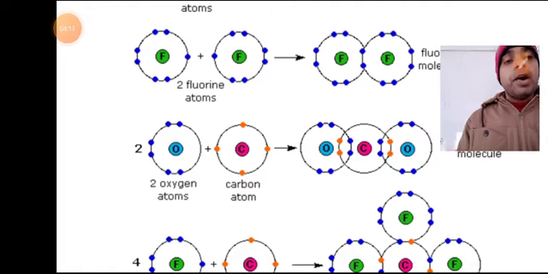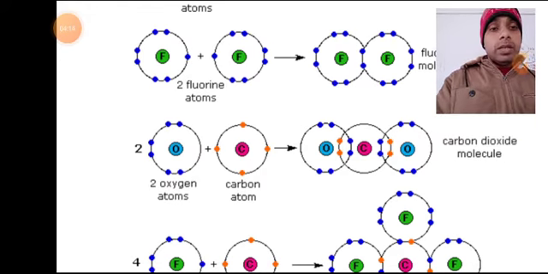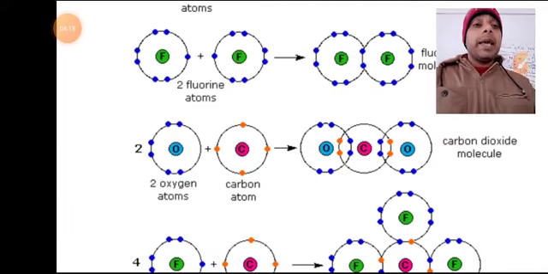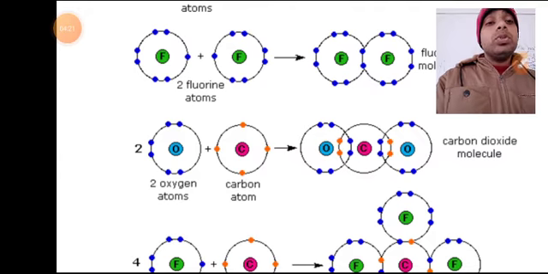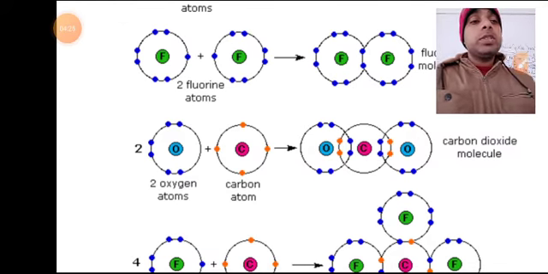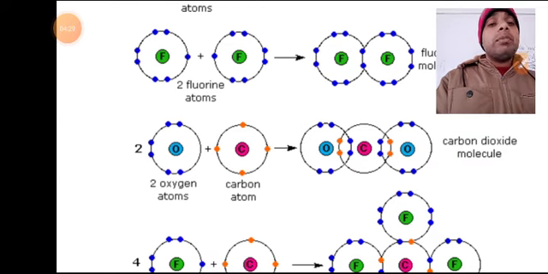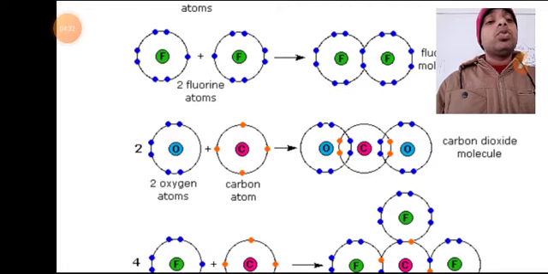Now the next one is CO2. Actually, in the previous video I showed you the linear structure of CO2. One carbon is at the center and the oxygens were placed on opposite sides, but here they have taken two oxygens.